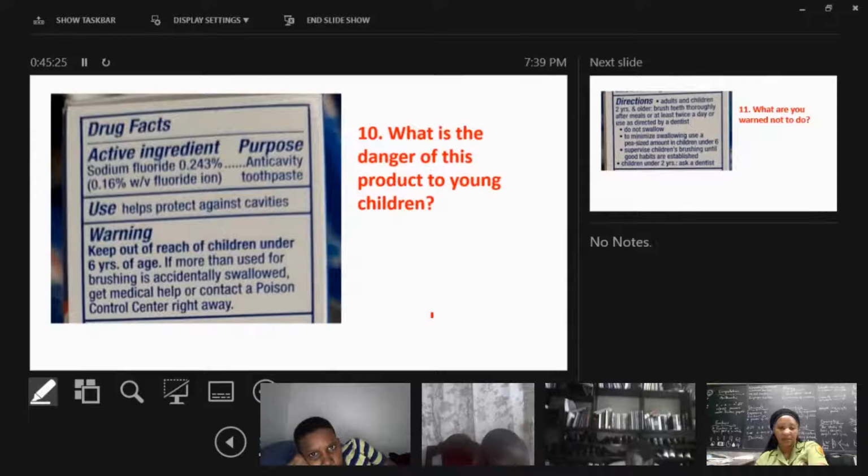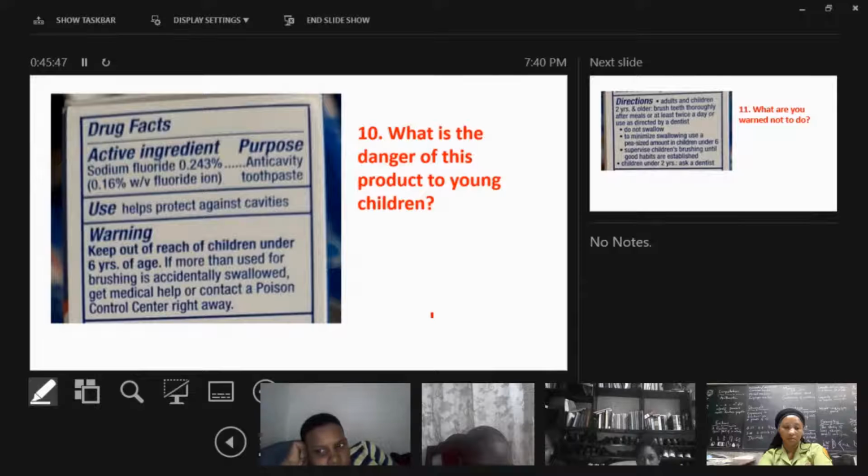Amari, please read the box and the question twice. Okay, miss. Number 10. What is the danger of this product to young children?